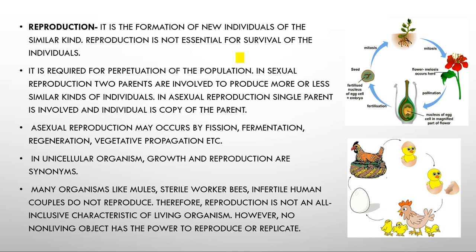Further, there are many organisms which do not reproduce. Okay, there are so many organisms which are not able to reproduce, like sterile worker bees, and infertile human couples do not reproduce. So therefore the reproduction is not an all inclusive characteristic of the living organism.